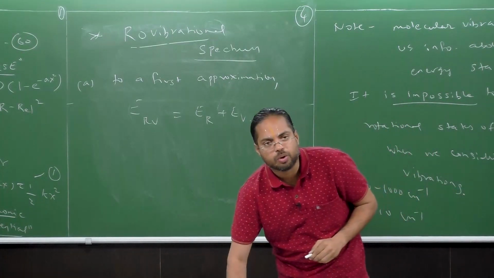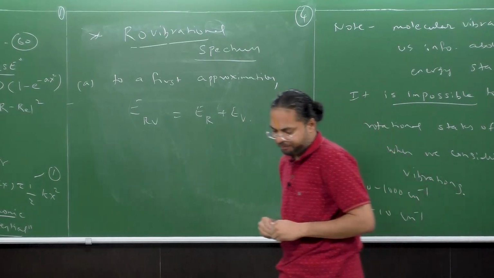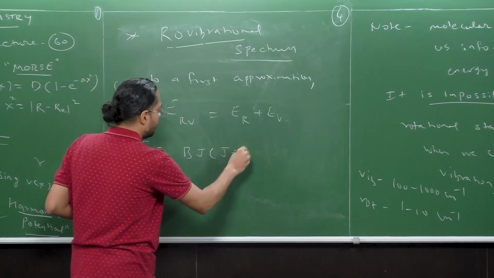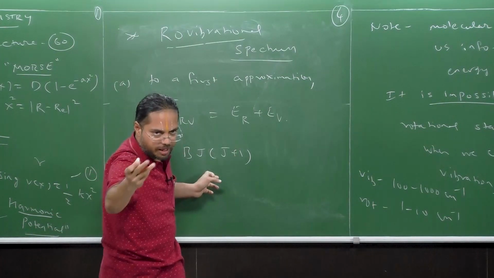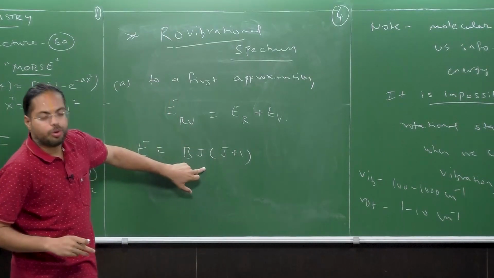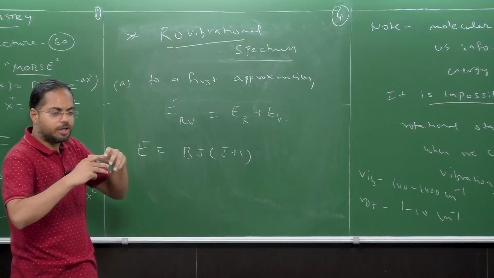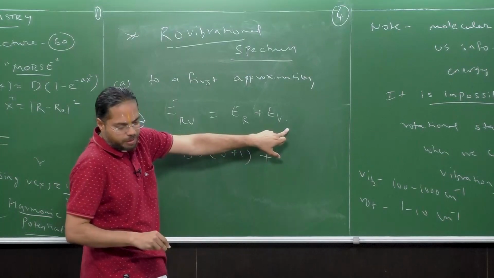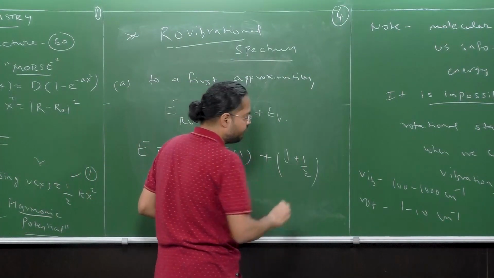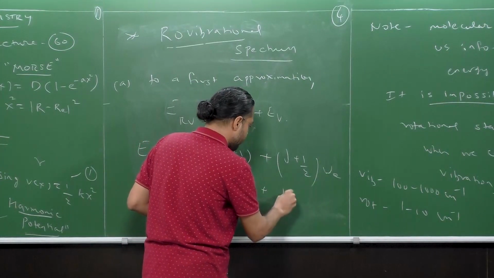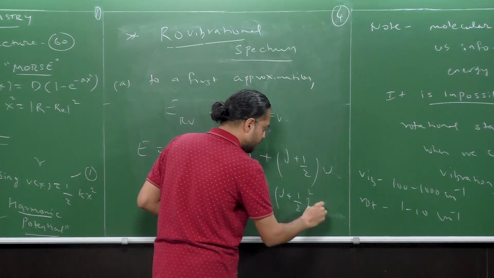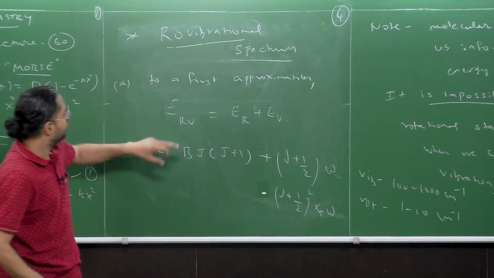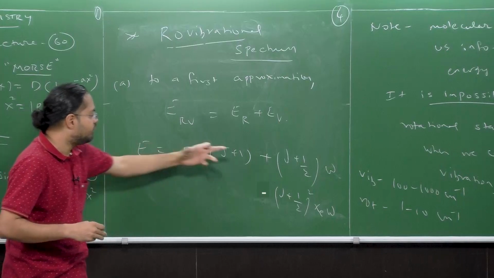All right. Having written it this way, my energy can be written as B J times (J plus 1), which corresponds to my E_R from the previous class. I can also include other terms, such as the ones taking into account the non-rigid rotor nature, but they're not important to begin with. So it's going to be this plus the vibrational part, which is given by (v plus half) times omega_e, minus (v plus half) the whole squared times omega_e x_e. All right, so this is the formula for the energy, including both the rotational states as well as the vibrational states.